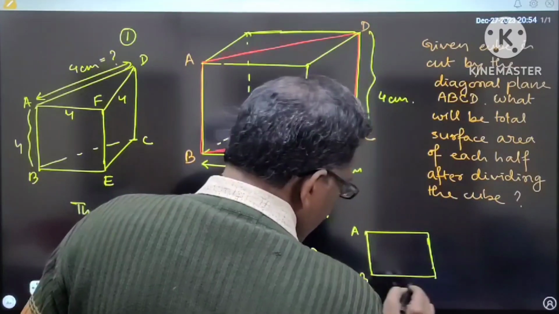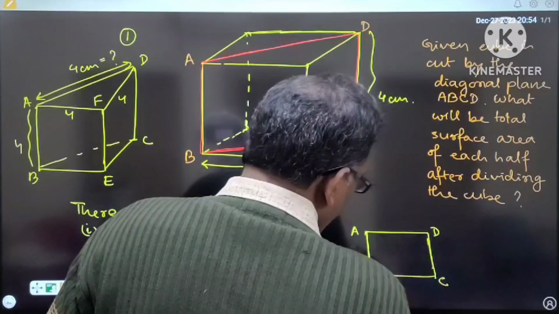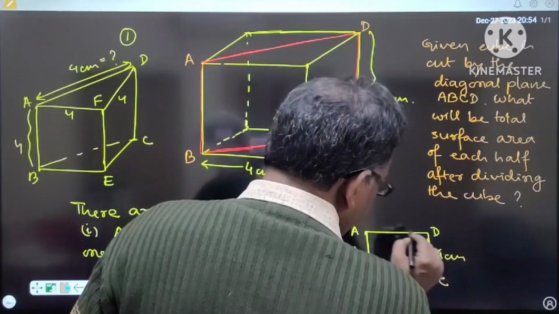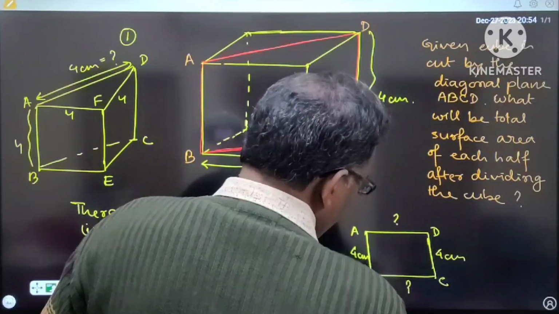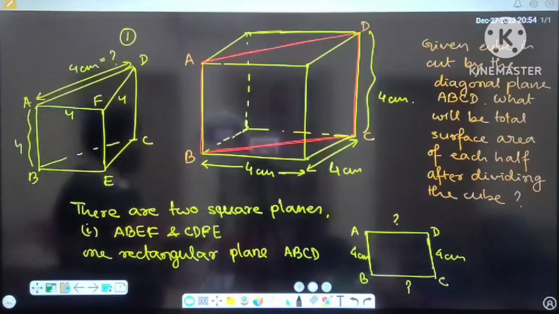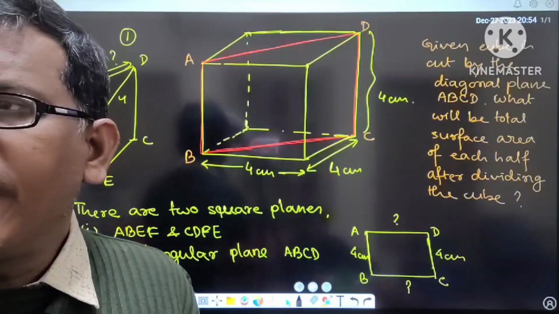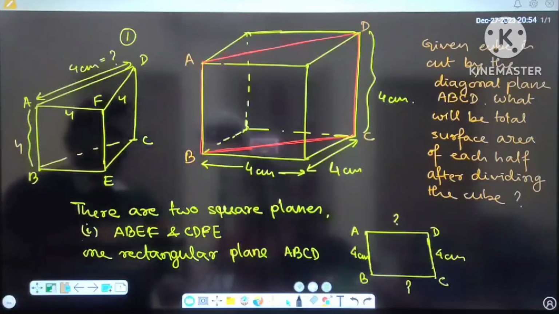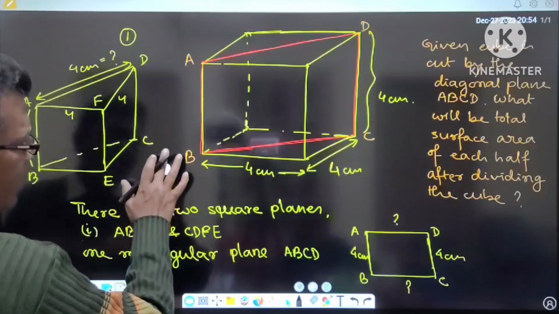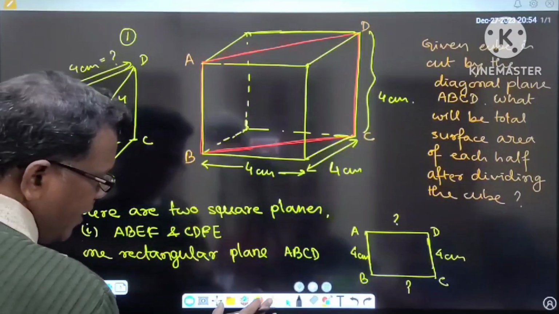This is ABCD. Of course, this side is 4 centimeter, but we do not know the length of AD and BC. We can definitely calculate the length of AD and BC. How can we calculate AD and BC?